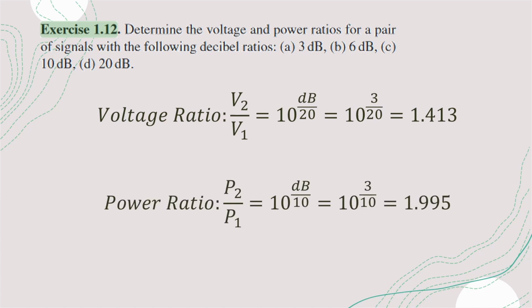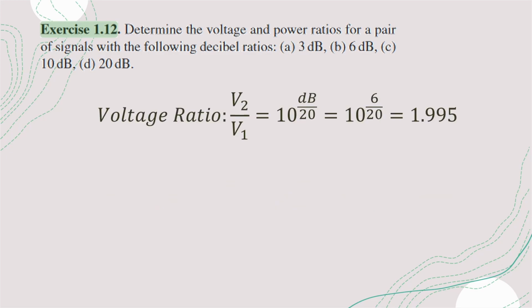To calculate a power ratio, so that's P2 divided by P1, you need the following equation. So you need 10 to the power of the dB value, in this case that's 3, divided by 10. If you put 10 to the power of 3 divided by 10 in a calculator, you'll get 1.995. Now what this tells you is, if you have a dB value of 3, the signals will be increased by 1.413, or for power ratio, it would be 1.995.